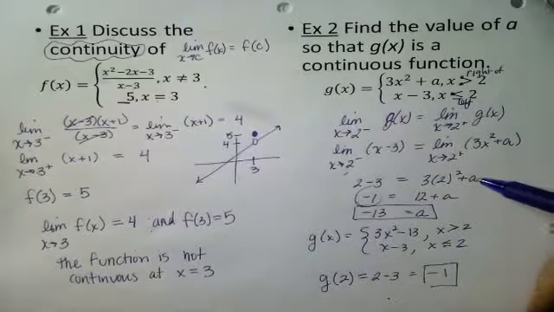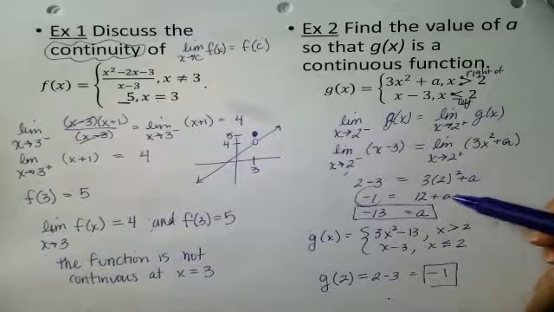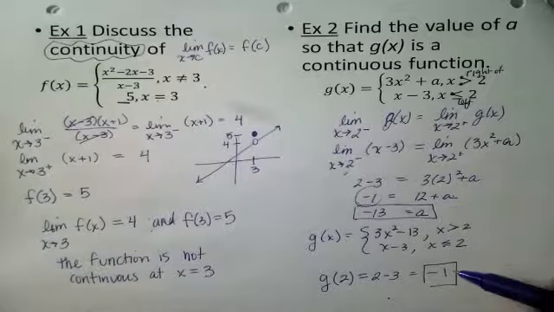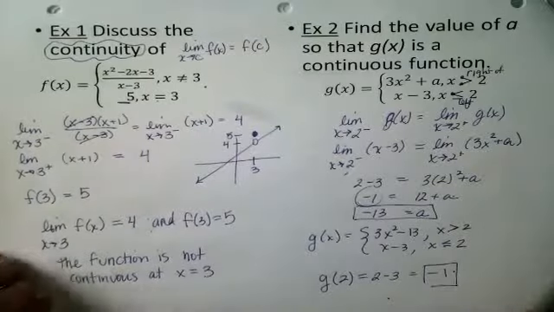It also works on this side when we know that a is negative 13. So 12 minus 13 gives us negative 1 as well. So now everything is negative 1, which is what we want.